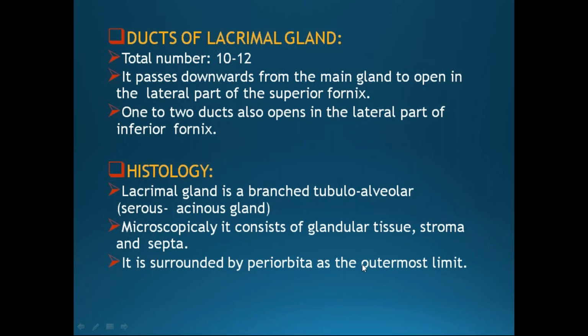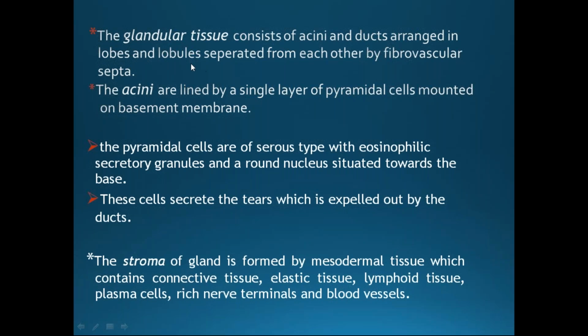The glandular tissue consists of acini and ducts arranged in lobules separated from each other by fibrovascular septa. The acini are lined by a single layer of pyramidal cells mounted on a basement membrane. The pyramidal cells are of serous type with eosinophilic secretory granules and a round nucleus situated towards the base. These cells secrete tears, which are expelled out by the ducts.